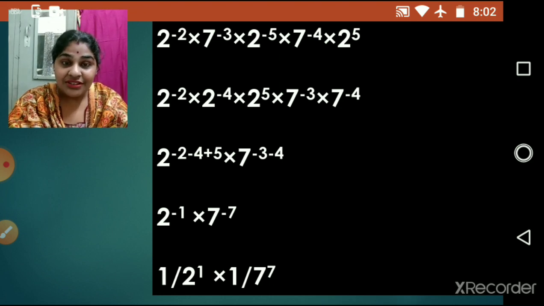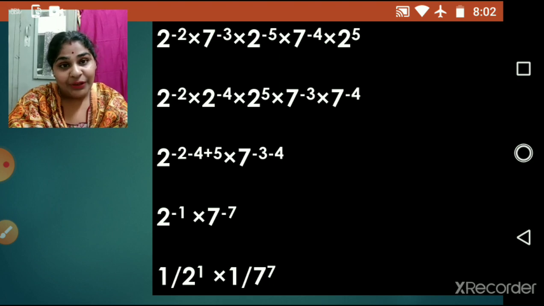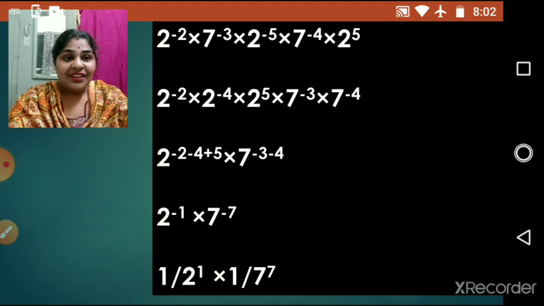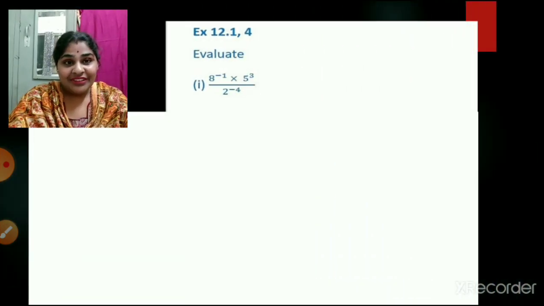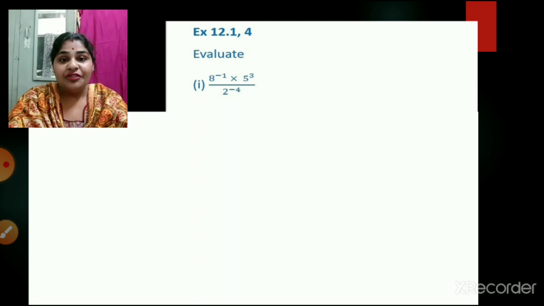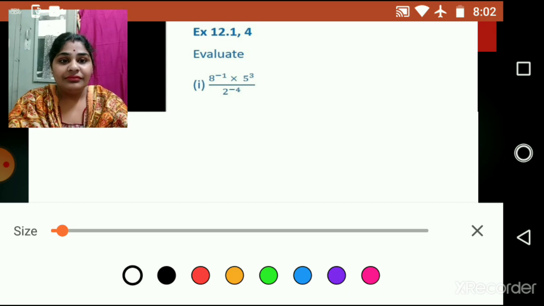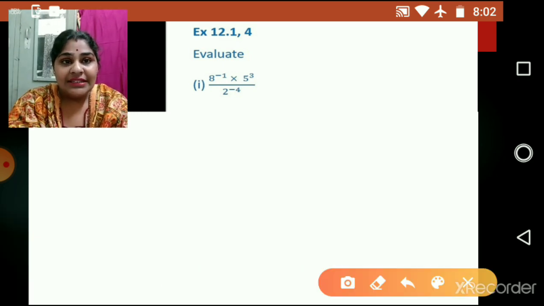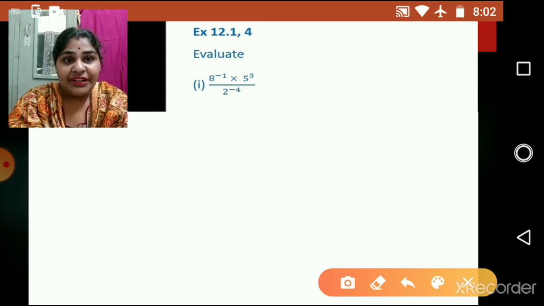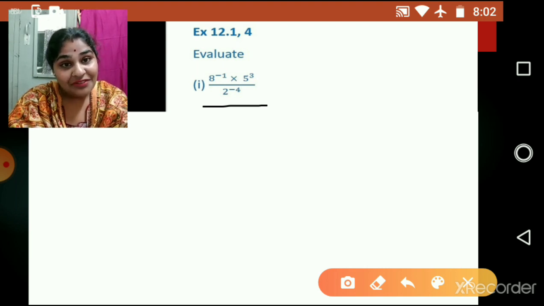And when you change the denominator, when you bring it to the numerator, the sign of the exponent changes. So let us proceed today with our exercise 12.1, question number 4. So now if you see here, it is (8 raised to negative 1 multiplied by 5 raised to 3) whole divided by 2 raised to negative 4. So just now we have seen one example.